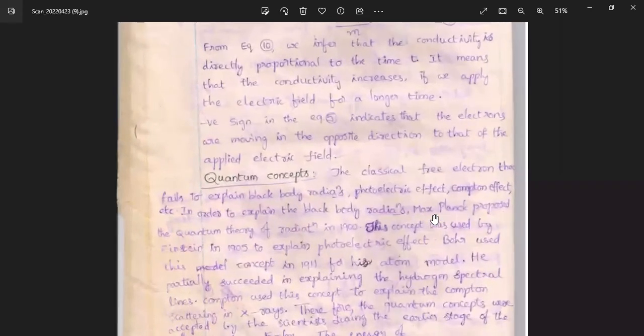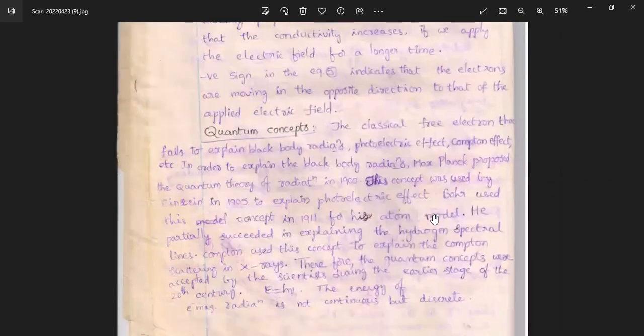The classical free electron theory fails to explain black body radiation, photoelectric effect, Compton effect, etc. In order to explain black body radiation, Max Planck proposed the quantum theory of radiation in 1900. This concept was used by Einstein in 1905 to explain the photoelectric effect. Bohr used this concept in 1911 for his atomic model. He partially succeeded in explaining the hydrogen spectral lines. Compton used this concept to explain Compton scattering of X-rays. Therefore, the quantum concepts were accepted by scientists during the early stage of the 20th century.